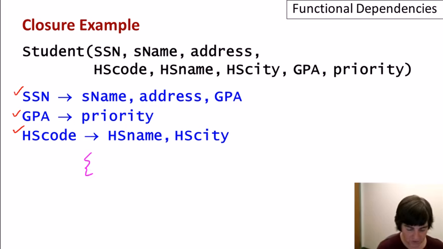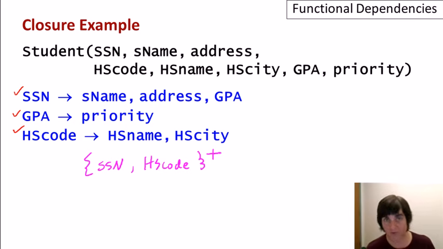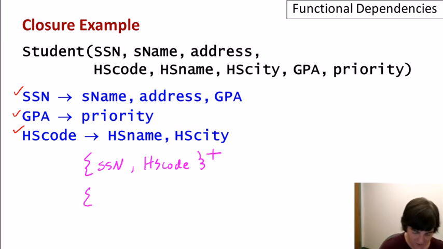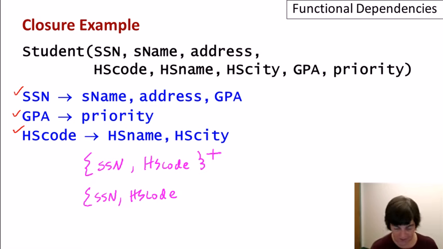Let's suppose that we're interested in computing the closure of the 2 attributes, social security number and high school code. So in other words, we want to find all attributes in the student relation that are functionally determined by these 2 attributes. So the algorithm says start with the 2 attributes themselves, social security number and high school code, and then add attributes that are functionally determined by ones in the set.